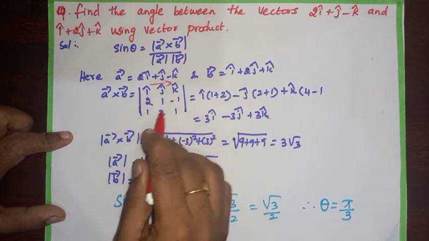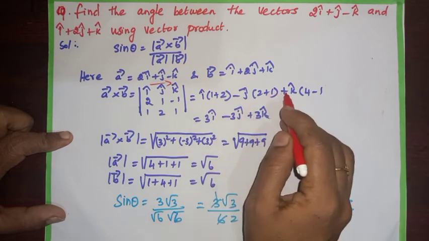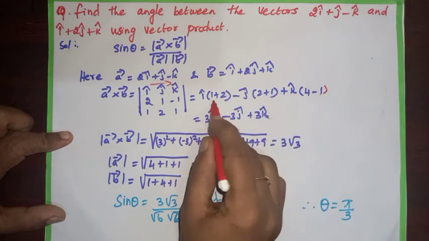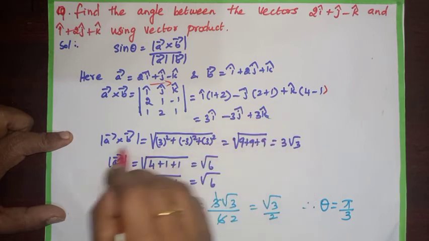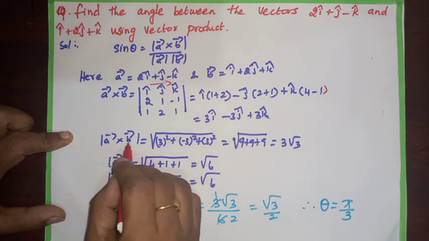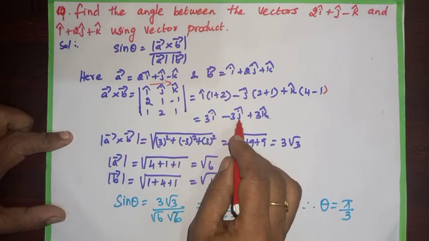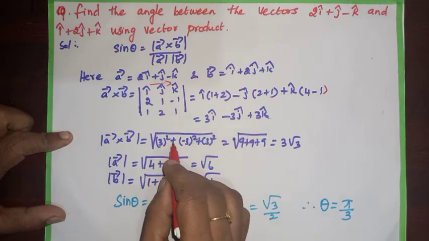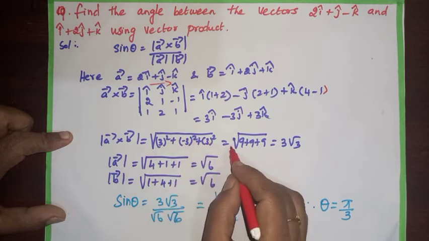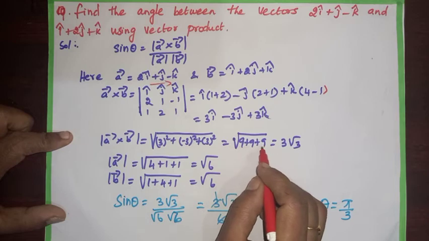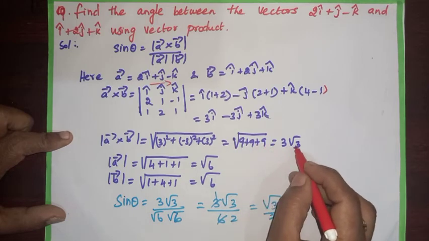Expanding along R1, we get i(1 plus 2) minus j(2 plus 1) plus k(4 minus 1). 1 plus 2 is 3i minus 3j plus 3k. Next, magnitude of vector A cross vector B, which is equal to square root of the coefficients of i, j, k: 3 square plus minus 3 the whole square plus 3 the whole square, which is equal to square root of 9 plus 9 plus 9. Take 9 from the root, it will become 3. 1 plus 1 plus 1 is root 3.